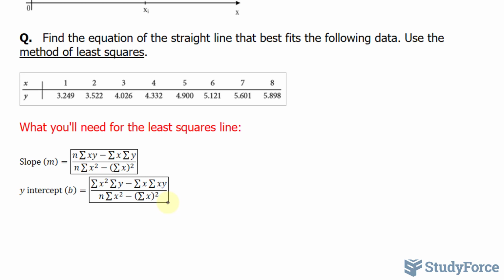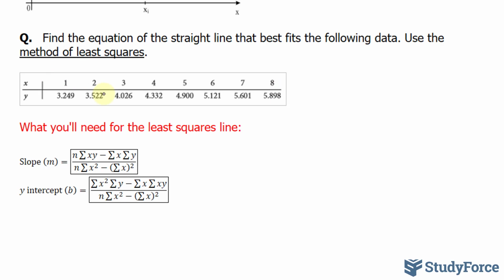The first column will list all of your x's, 1 through 8. Your second column will list all of your y's, this number all the way to this number. Your third column will be all of the x coordinates squared, so you're going to square each of these. And finally, in the fourth column, you'll have x times y, where these two coordinates are multiplied.